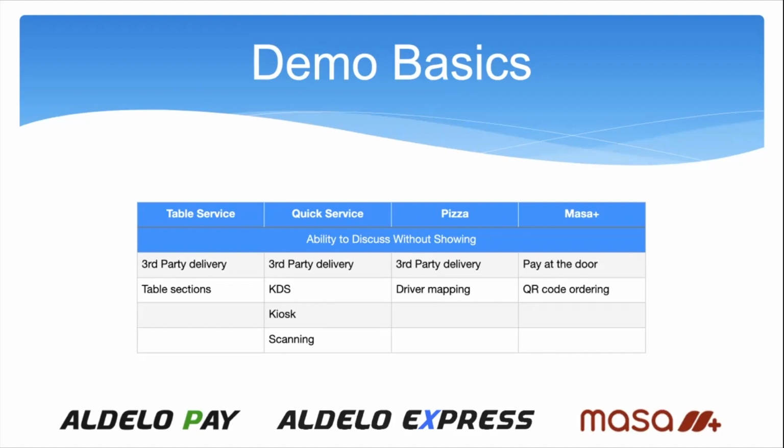In pizza, driver mapping. To show it, it would require you to then send that order to your cell phone and then show the mapping on your phone. If you wish to do that, that's fine. Just set it up, practice it before you start. But you should be able to at least discuss how the mapping works. And the same thing with QR code ordering. I'm not asking you to print out a bunch of QR codes, but you should be able to discuss it.